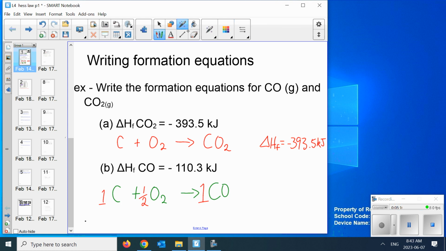This is why we're playing around with fractions to balance. This means 1/2 of O2, that's a single O. Now it balances. Why did we do that? Because a formation equation must be for 1 mole of whatever you're forming. Once you've done that, this delta H value is true. This is particular only to carbon monoxide.